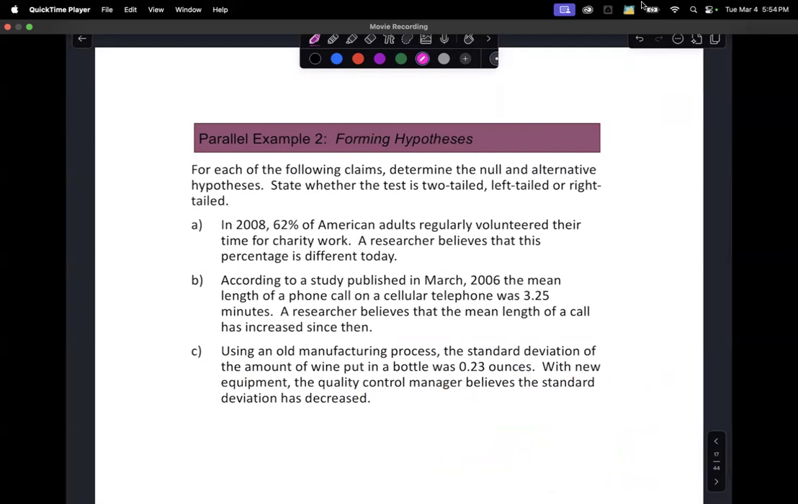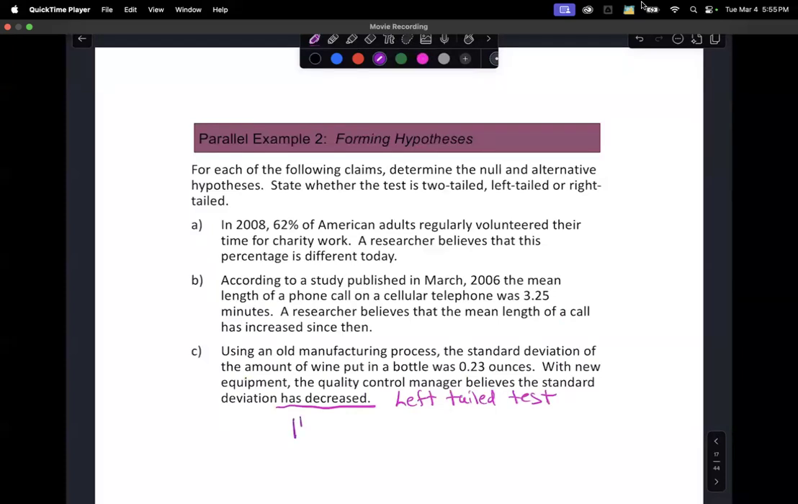Using an old manufacturing process, the standard deviation of the amount of wine put in a bottle was 0.23 ounces. With the new equipment, the quality control manager believes the standard deviation has decreased. Sounds like less than to me. Therefore, this is a left-tailed test. The picture of the curve doesn't work as well with standard deviation. We don't do any math with the standard deviation, so I'm not going to draw it here, but I am going to write the two hypotheses.